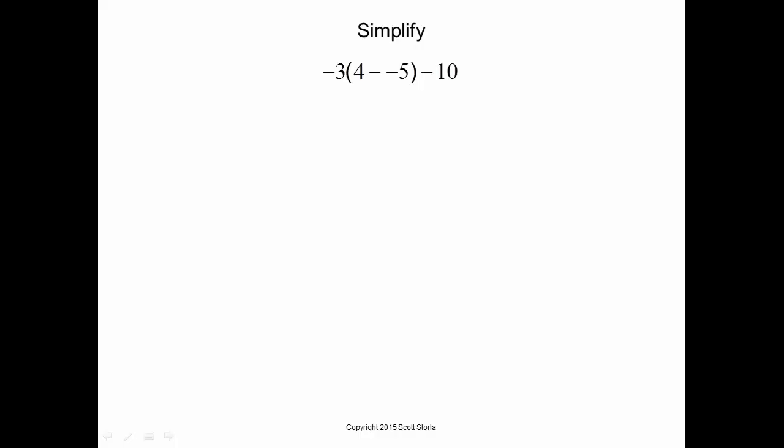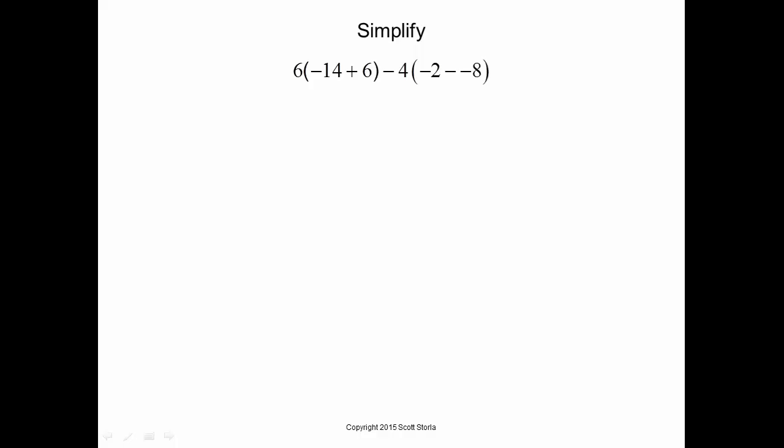Here's another. I have 3 operations, a multiplication, a subtraction, and a second subtraction. I'll change all subtractions to adding opposites. Inside the parentheses, I have to add first to get 9. I now have a multiplication and addition. The multiplication comes first. Last, I'm adding. Signs are the same. 27 and 10 is 37, and I keep the common sign.